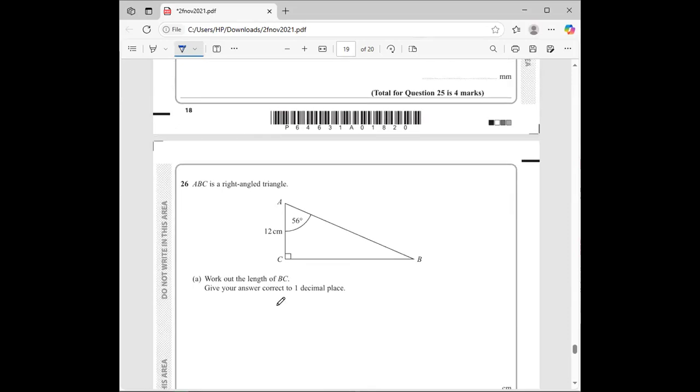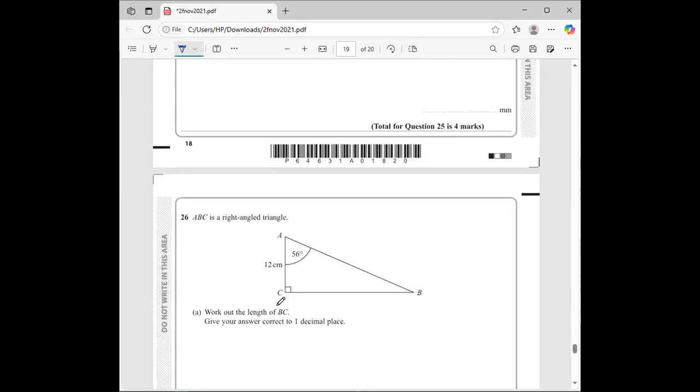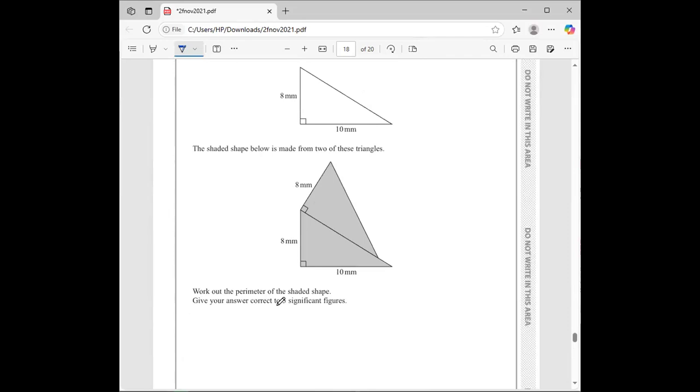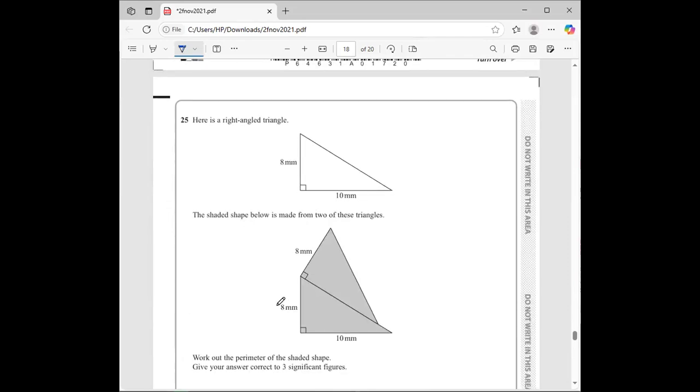Okay. How about this one? ABC is a right angle triangle. Work out the length of BC. Yeah, you can skip that one. All right. How about this one? Here's the right angle triangle, 8 millimeters, 10 millimeters. The shaded shape below is made from two of these triangles. Work out the perimeter of the shaded shape, and give your answer correct to three significant figures.